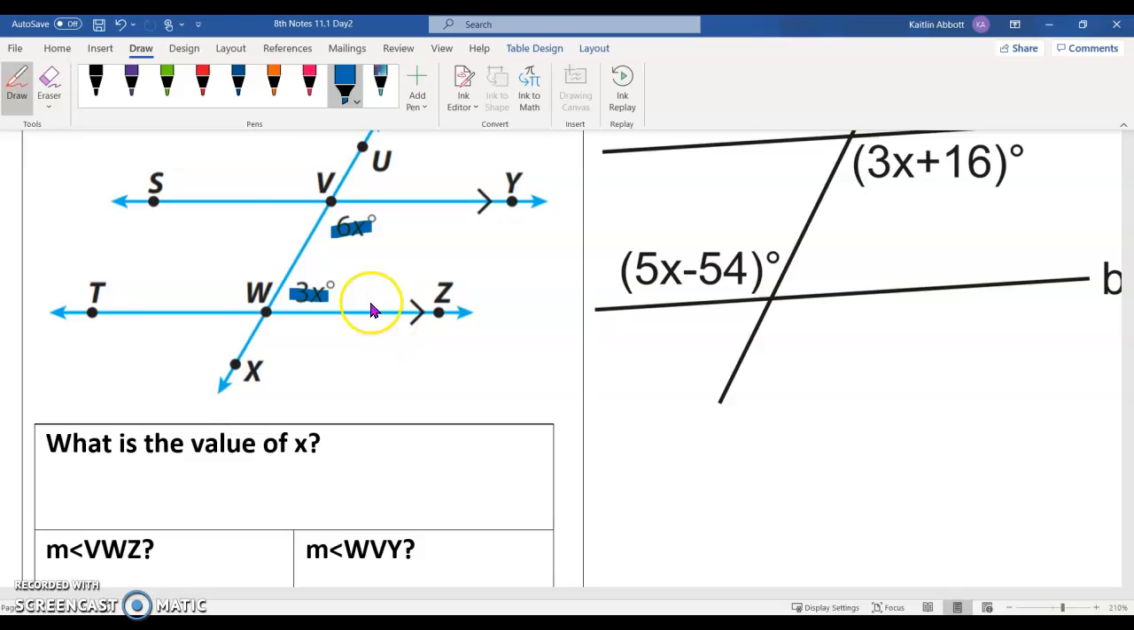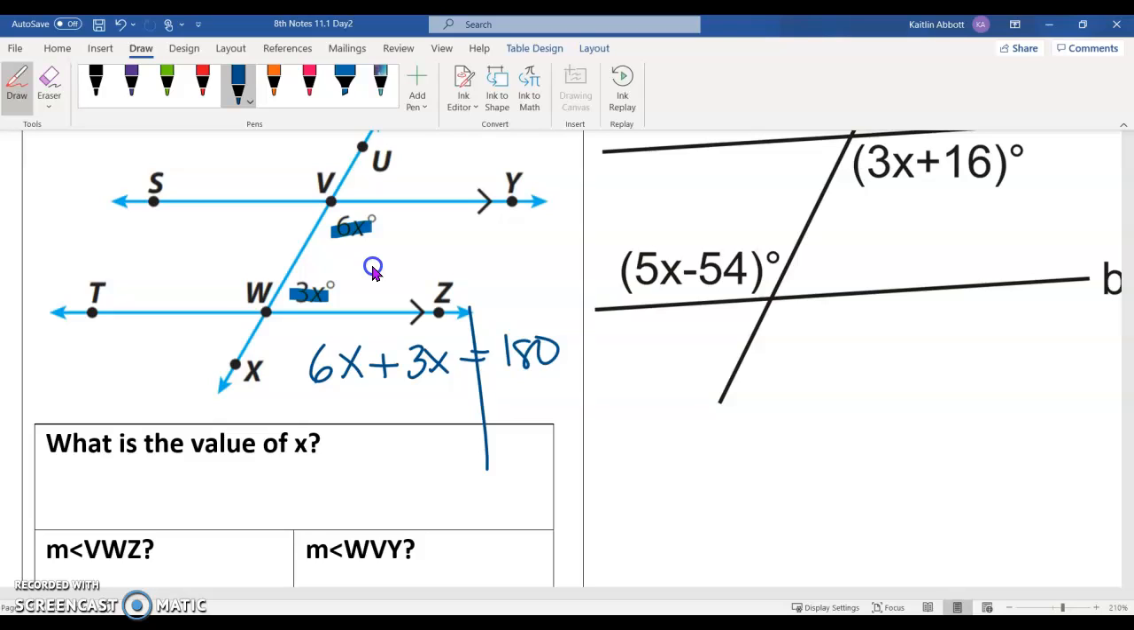So what I have to do is take these. Let's pick any more color options. We're going to set both of these up and make them equal to 180. So I'm going to take 6x plus 3x, and they are going to equal 180 degrees. And now, just like your problem today, I just need to solve for x.